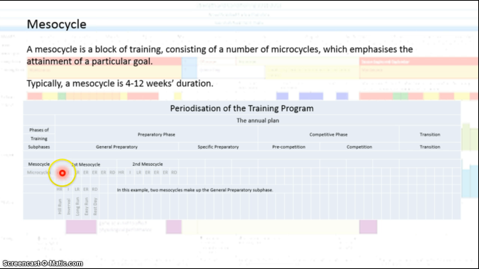And again, looking here, we can see that there is the first mesocycle, which is made up of a microcycle, and then we have a second mesocycle in place there.